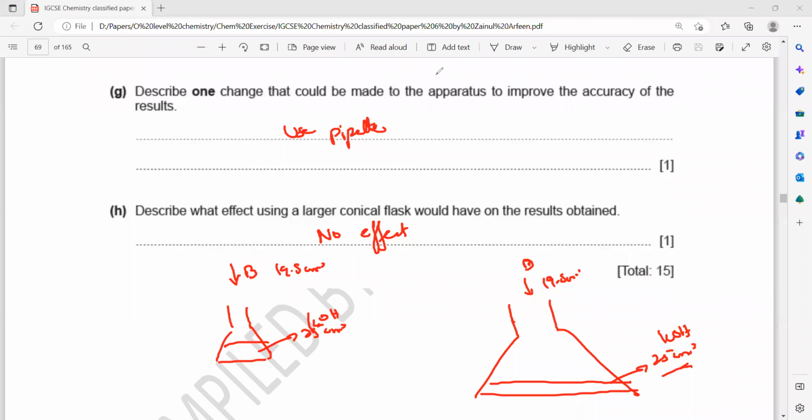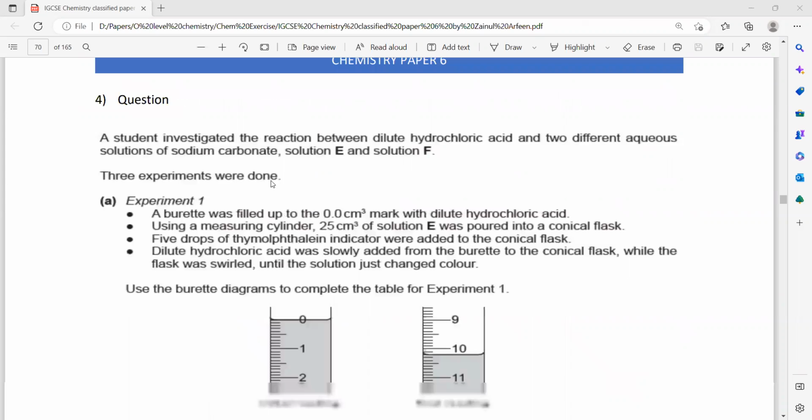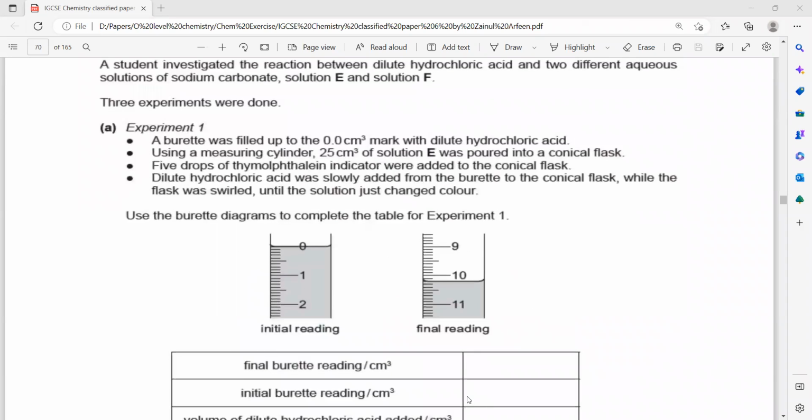So using the concentrate, only changing the concentration or the volume of solution will affect the final result. Otherwise, it does not make any difference. Moving on to the next question, a similar question related to the acid, alkali, and salt.